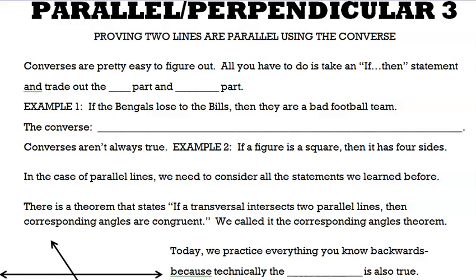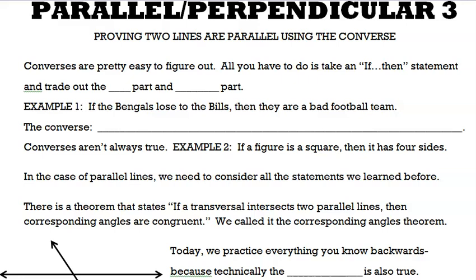We're going to go through parallel and perpendicular 3. We're going to talk about the converse of all of the statements that we did in parallel and perpendicular notes 2. If you did not do note sheet 2, note sheet 3 will not make a ton of sense, so you need to go back and do it. So we're going to talk about the converse.